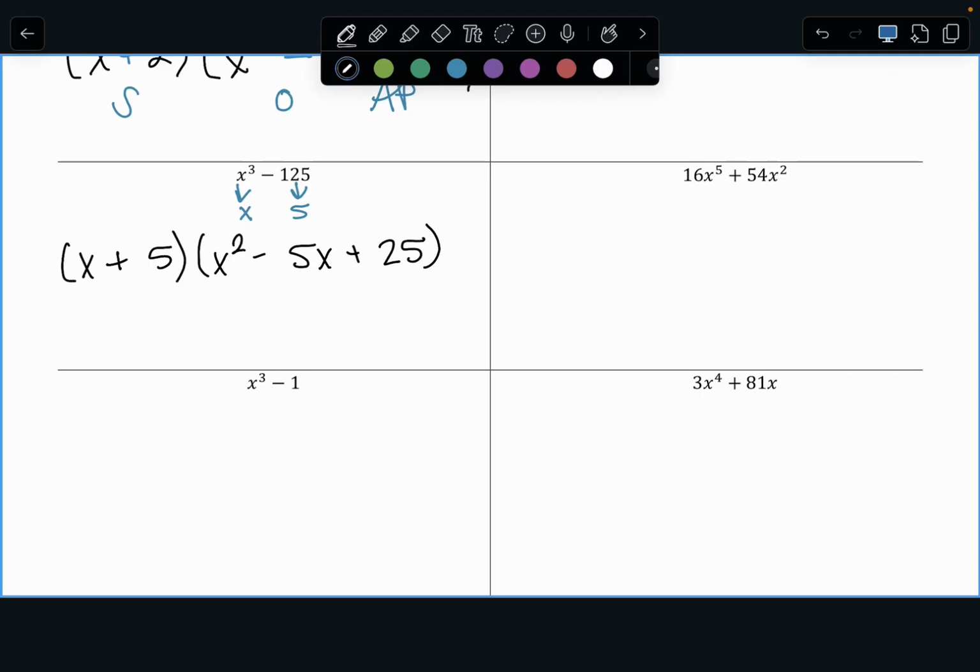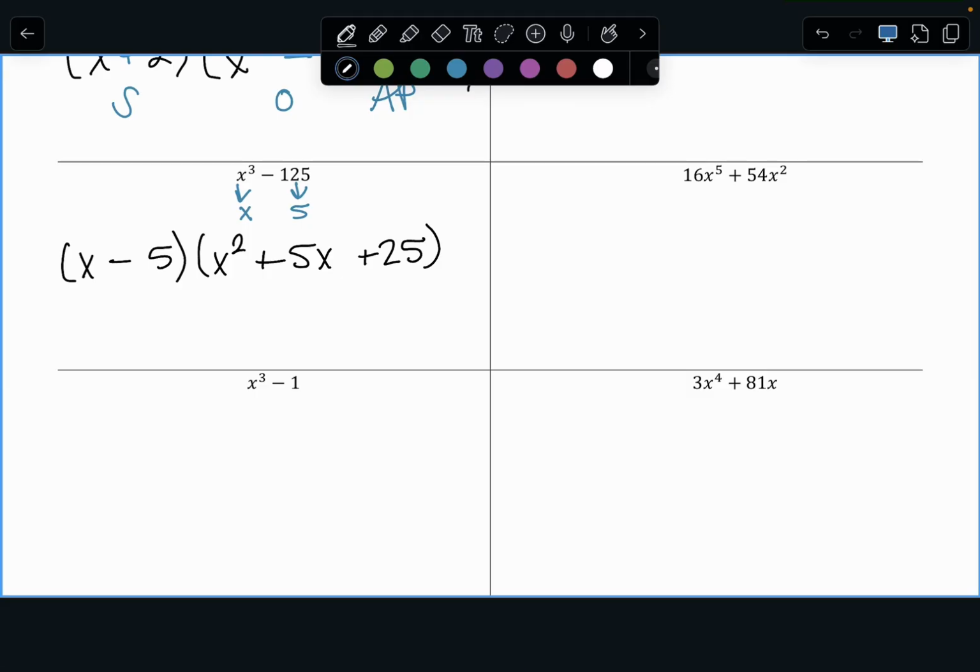This is what you should have gotten for the first one. Your cube roots were x and 5. So x plus 5 times x squared minus 5x plus 25. That's x minus 5, right? Yeah, just the same. Sorry, you're right. And then the second one is a plus by 5. Hold on. Minus, plus, plus. That's what you should have gotten for SOAP.